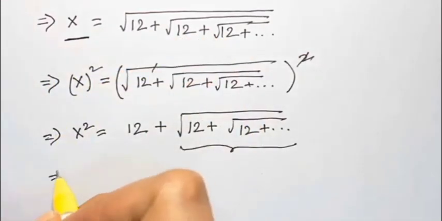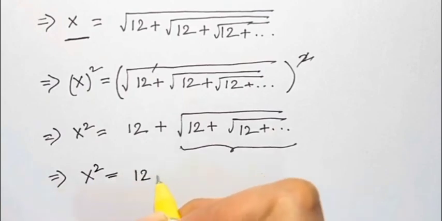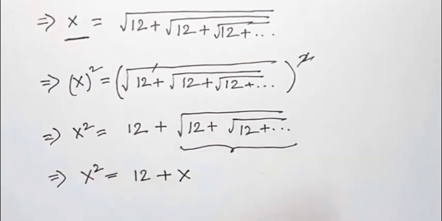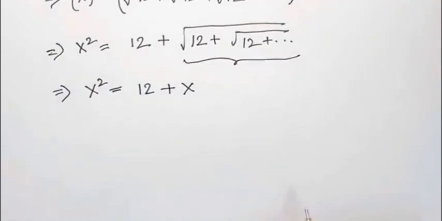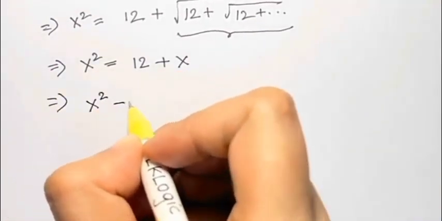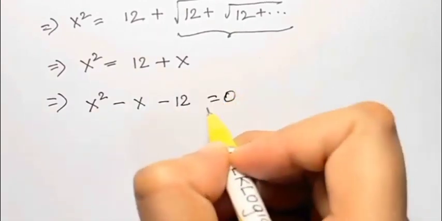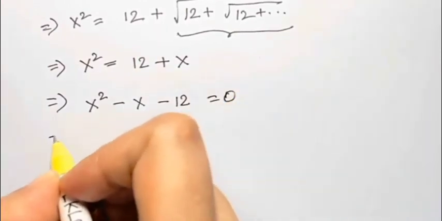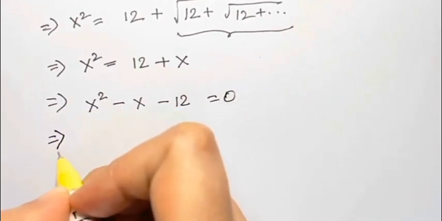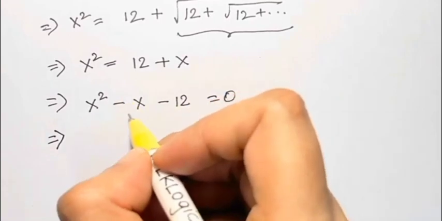So now let's substitute it back. X square is equal to 12 plus x. Now bring all the terms one side. We get x square minus x minus 12 is equal to 0. Now it's a quadratic equation. We can use the product sum rule to simplify. Your product should be negative 12 and your sum should be negative 1.